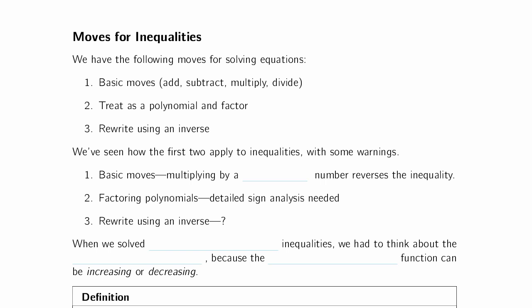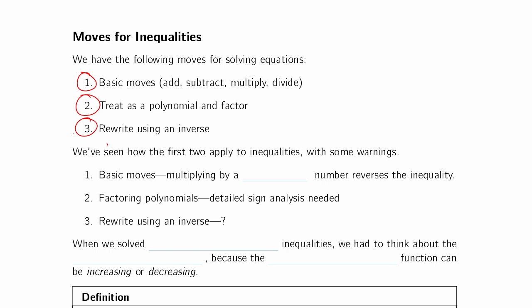Before we try to solve an exponential inequality, we need to think about the kind of moves that we can use in solving exponential inequalities. Now, we have three kinds of moves for solving equations. We have the basic moves that we used for the linear stuff: add, subtract, multiply, divide on both sides. We can treat it as a polynomial equation, whether it's a polynomial equation or something that we can pretend is polynomial, and factor it. Or we can rewrite the equation using some kind of inverse, which is what we've been doing for exponentials all along.